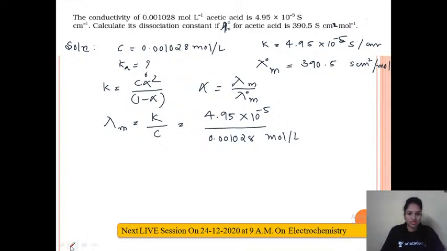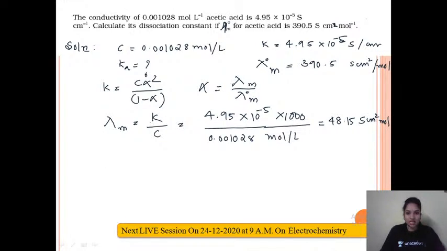There are two formulas, right? We have seen in the last class. One is in terms of centimeters, one is in terms of meters. So this is 10 raised to minus 5 into 1000, just to convert it into liters. So this would be 48.15. If you divide this, 48.15 Siemens centimeter square per mole.